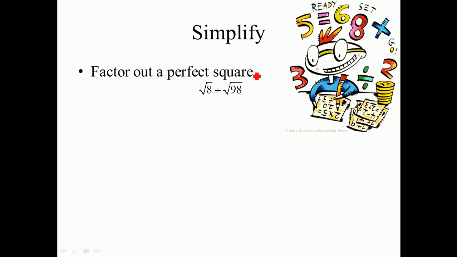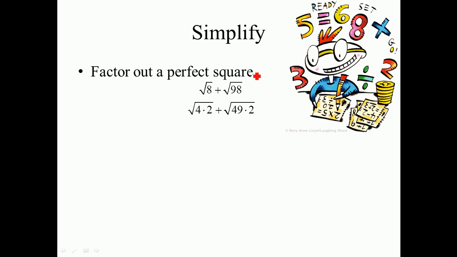All right? So if in fact we're trying to factor out a perfect square, what perfect square do you know that's in 8? And what perfect square do you know that is in 98? In 8, you're going to get 4 as a perfect square inside of 8, because 4 times 2 is going to give you 8. And in 98, you're going to get 49, because 49 times 2 is 98.